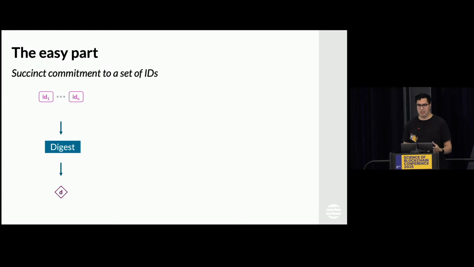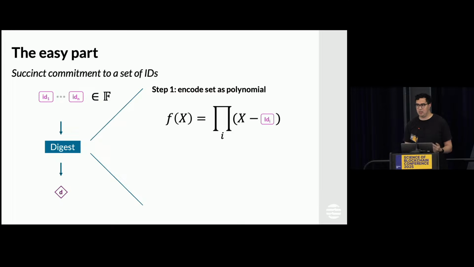Recall that the goal is to take a set of IDs and come up with a constant size digest. Why is this easy? It's because it's already solved many times in the literature. So let's just assume that the IDs are field elements, and then I'll explain the particular scheme that we use from the literature. The first step is to take these IDs and encode them as some polynomial f. Specifically, for our construction, we're going to use the vanishing polynomial over the ID set.